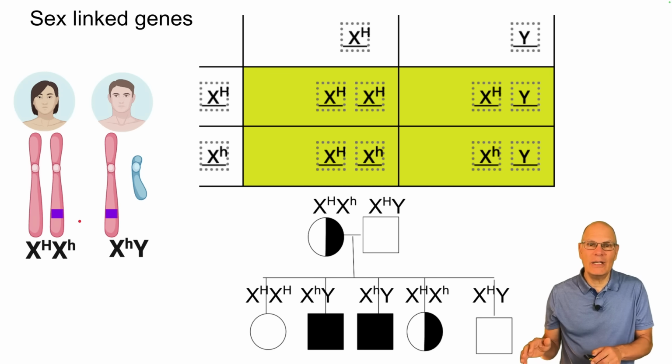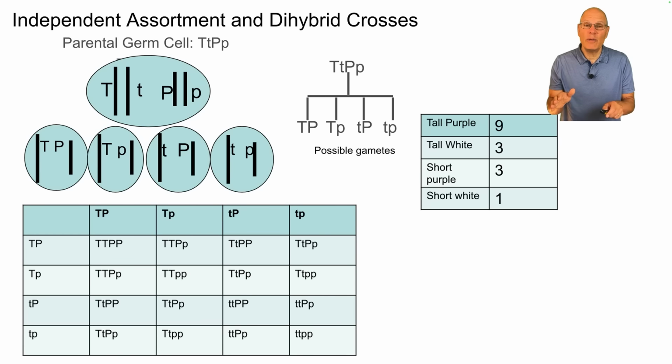They either have the allele or they don't. Everything we've talked about so far has involved 1 gene going from parents to offspring. What if there are 2 gene pairs, as with this parental genotype over here? In that case, independent assortment is the rule that needs to be applied. What every gene pair does is independent of every other gene pair.